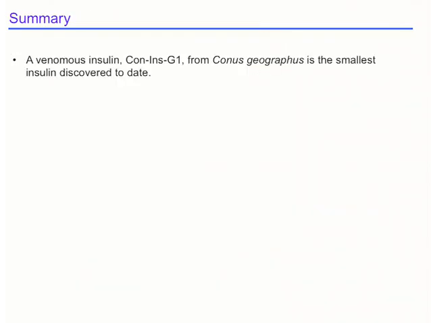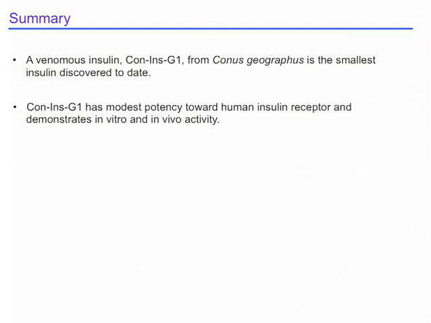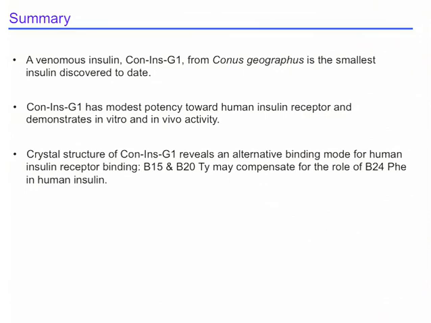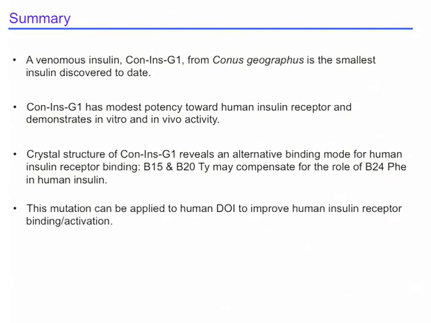Okay, so, summary. We and our collaborators discovered a venomous insulin from the species Conus geographus. It is still the smallest insulin discovered to date, and it has pretty modest potency toward the human insulin receptor, and we can show in vitro and in vivo activity. But I think the cool thing is that when we solved the structure, it suggested that either the B15 or B20 tyrosine can compensate for the role of the B24 phenylalanine, and we showed that we can indeed apply this position to DOI to further improve receptor binding and activation.